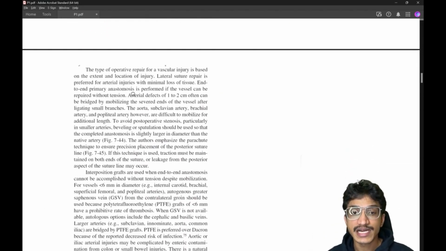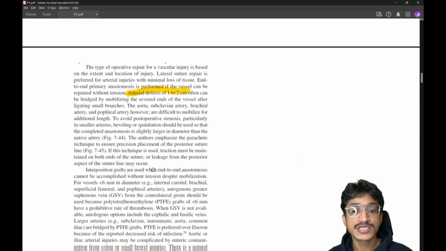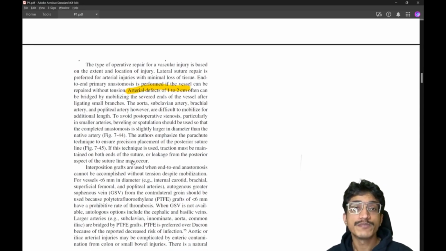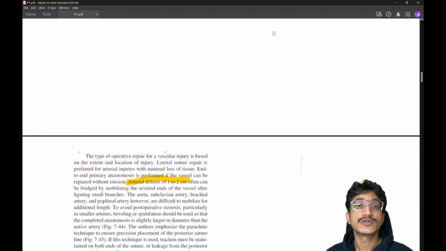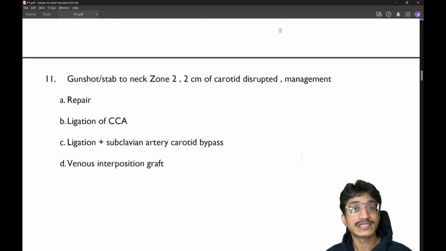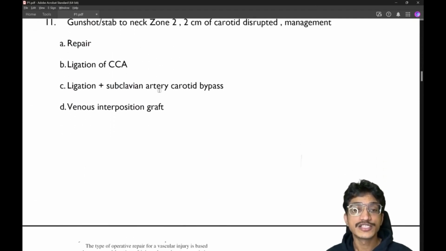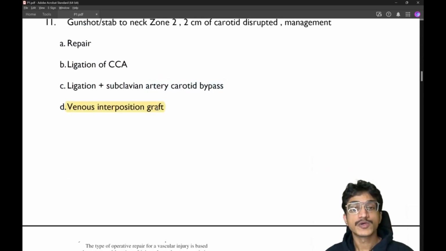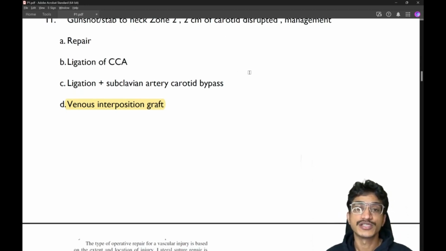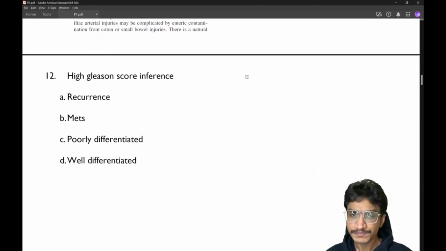What they mentioned is that if the arterial defect is 1 to 2 cm, you can just do end-to-end anastomosis. But if you cannot do it because you need to mobilize the artery and it is more than 2 cm, the anastomosis would be under tension. And as the injury is to the common carotid, not to the internal or the external carotid, in this case the answer should be a venous interposition graft to replace that segment and do a repair. So according to the reference I have gone through, the answer should be venous interposition graft, repair of the artery.